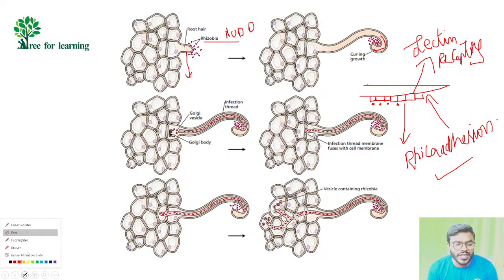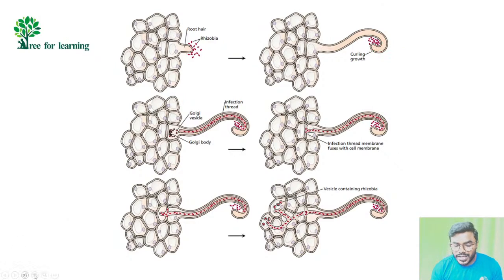Now the question is very, very clear. Why is the bacteria causing curling of the root hair? Bacteria cause curling of the root hair, friends, in order to enter into the root. Simple point. In order to enter into the root, it is causing the curling. Now friends, what is going to happen now?